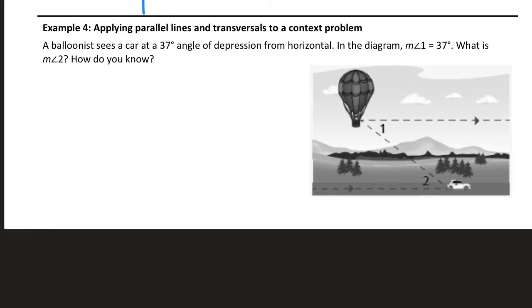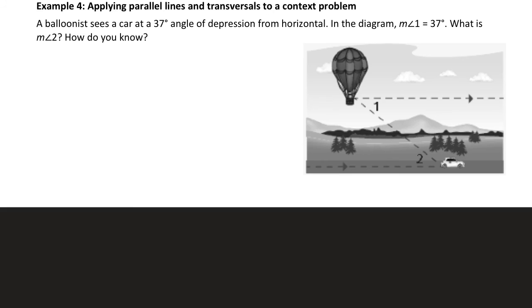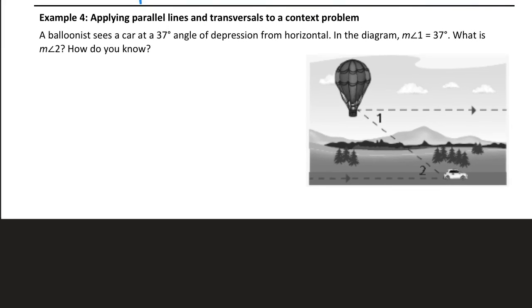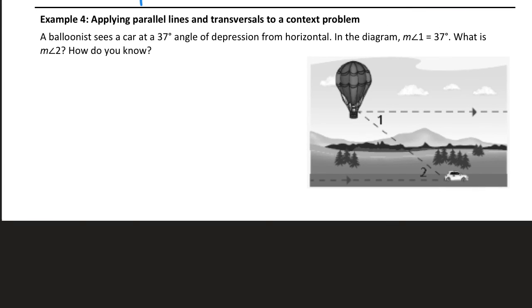And then this last example, we're just applying this to a context. So it says a balloonist sees a car at a 37-degree angle of depression, meaning angle 1 is that angle of depression, making angle 1 37 degrees, okay? So in that diagram, angle 1 is 37 degrees. What is the measure of angle 2 and how do we know? So the angle you'd be looking up at the balloon at. So the measure of angle 2 is also 37 degrees.